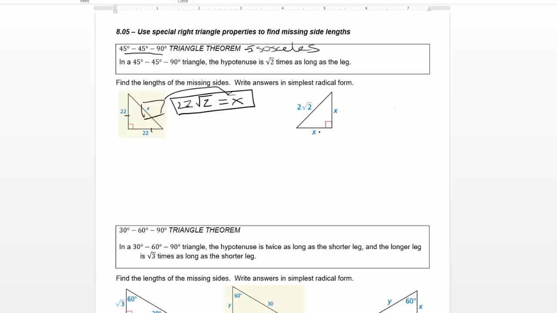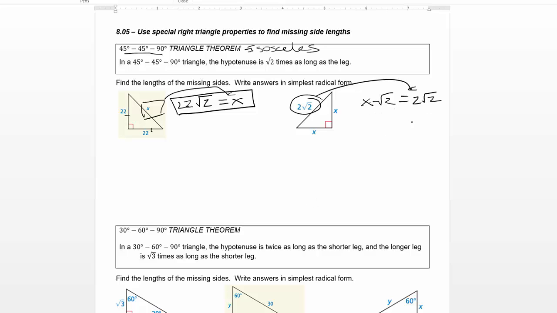And the same game over here, only this time I'm looking for the leg and I know the hypotenuse. But the same setup applies. The hypotenuse, whatever that is, is just a leg times the square root of 2. So if I take a leg and I multiply by the square root of 2, I get whatever the hypotenuse is. In this case, that's 2 roots of 2.